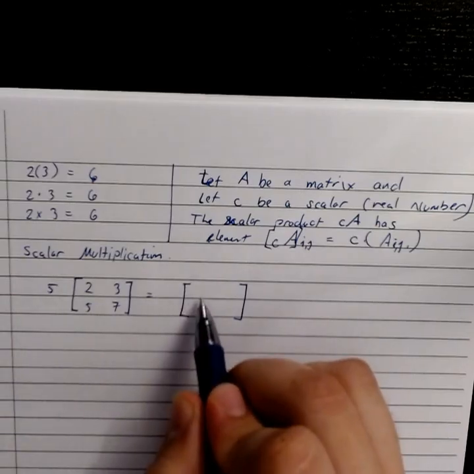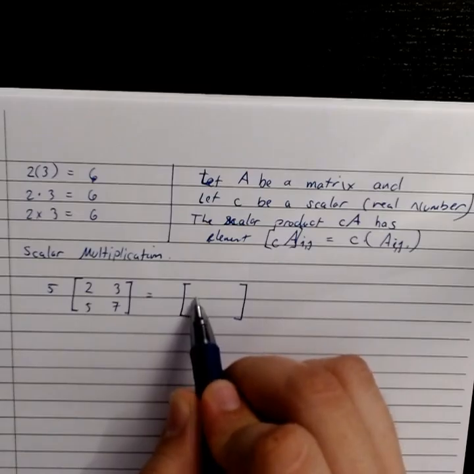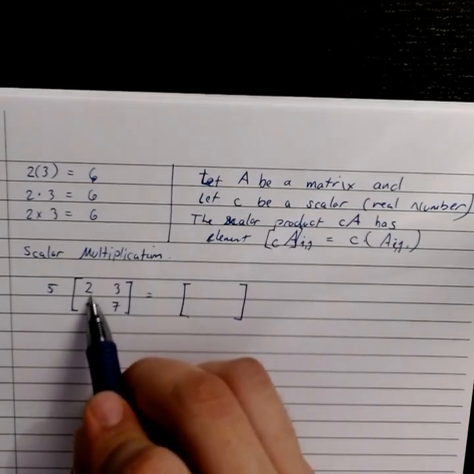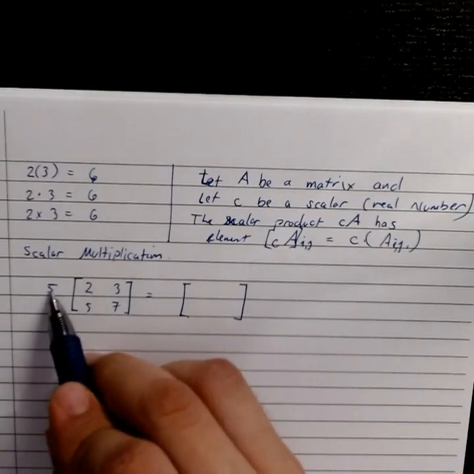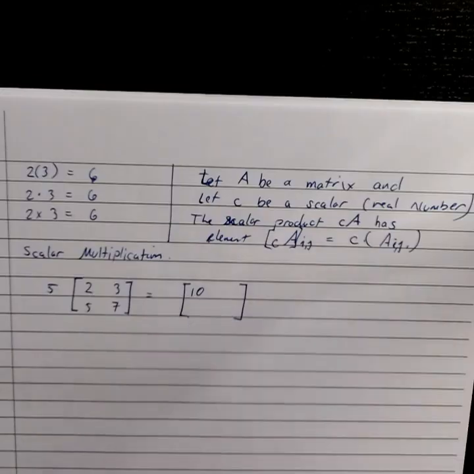Now, if I want this element of the matrix, that's 1, 1, first row, first column, I'm going to come over here, take the element that's in that same position, first row, first column, and multiply that element times the scalar. And that will go here.